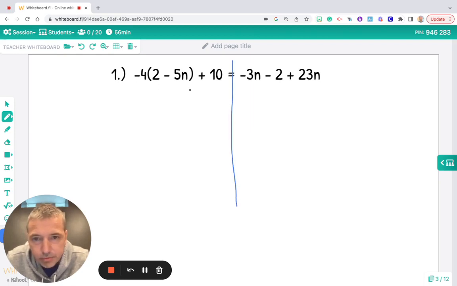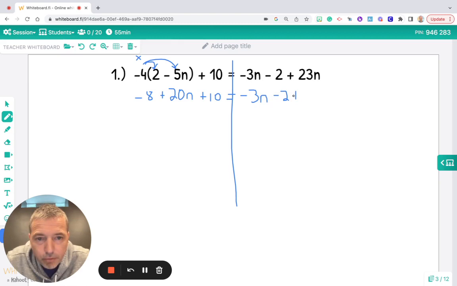And again, I see parentheses on this left side, so I know I'm going to start by multiplying, right? I'm going to distribute here. So negative 4 times 2 is negative 8. And negative 4 times, I'm going to think of that minus as a negative, negative 4 times negative 5n, and a negative times a negative is a positive. So I get 20n here. I'm going to bring down my 10, and I'm going to bring down the whole other side. I like to do things one step at a time here, right?